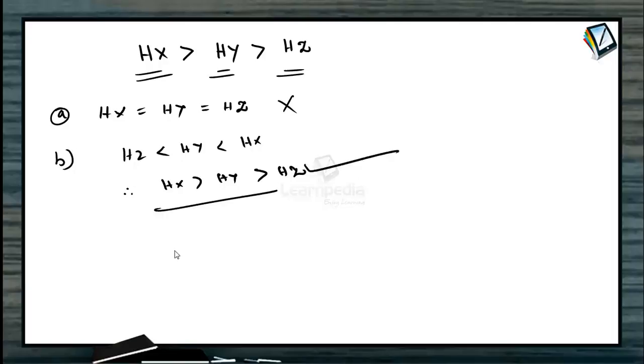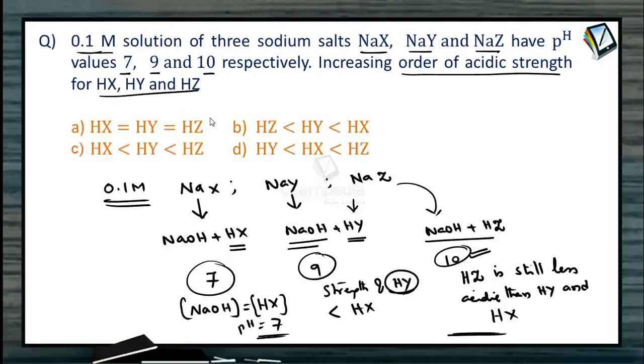As for the other options, naturally when you observe, C is HX less than HY less than HZ. It should be the other way around. Therefore, C is wrong. Then option D is given as HY less than HX less than HZ. So it is showing that HY is the least acidic. If that were the case, NaY would have had a higher pH value even than NaX. So therefore it is wrong. So the option is B. So A is wrong, B is right, C is wrong, D is wrong.